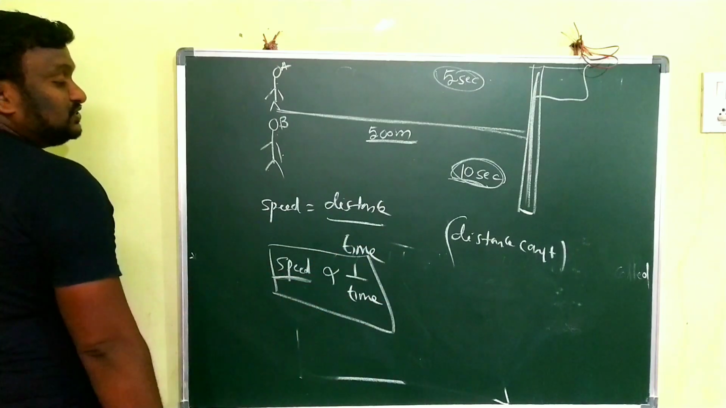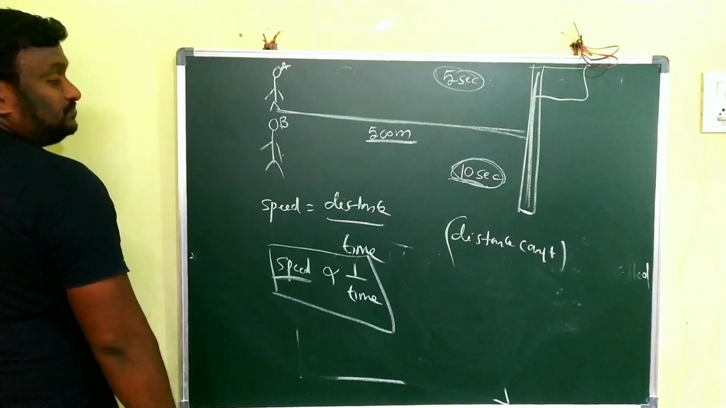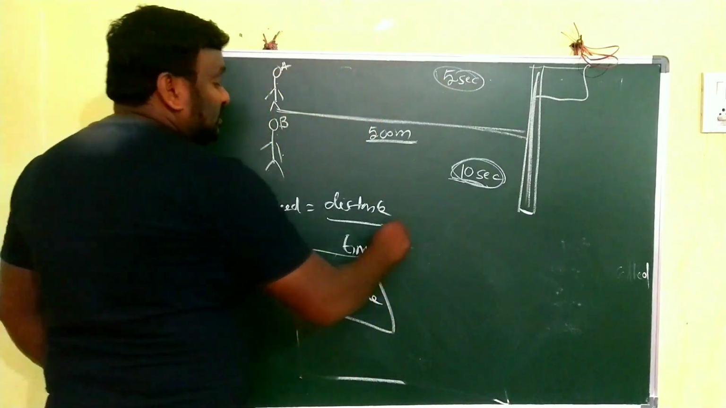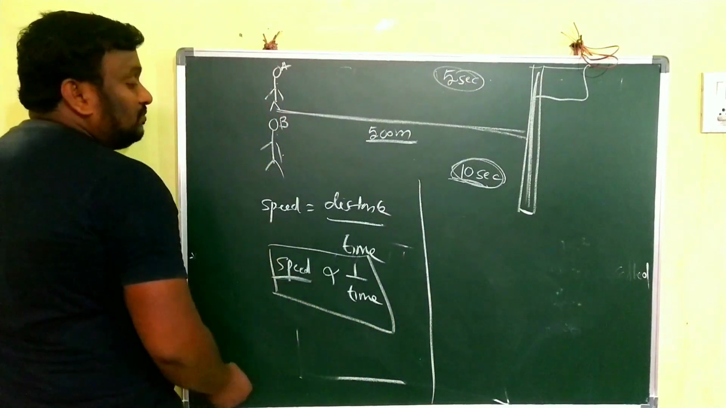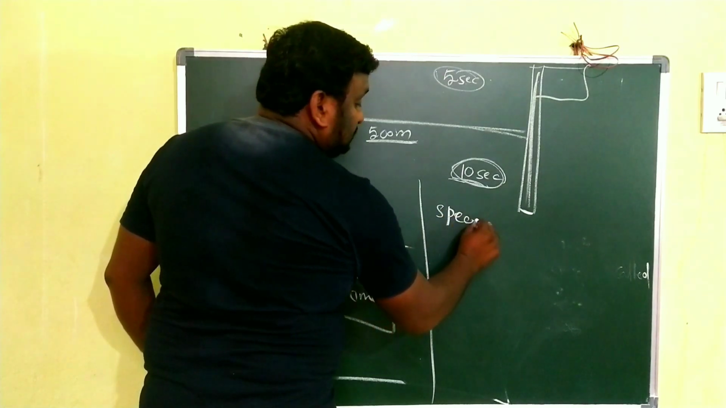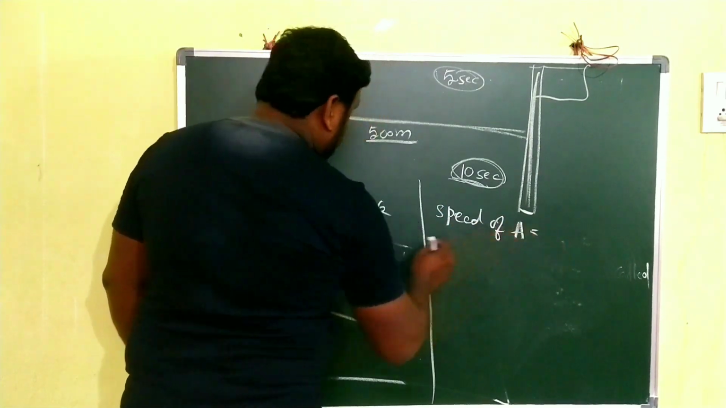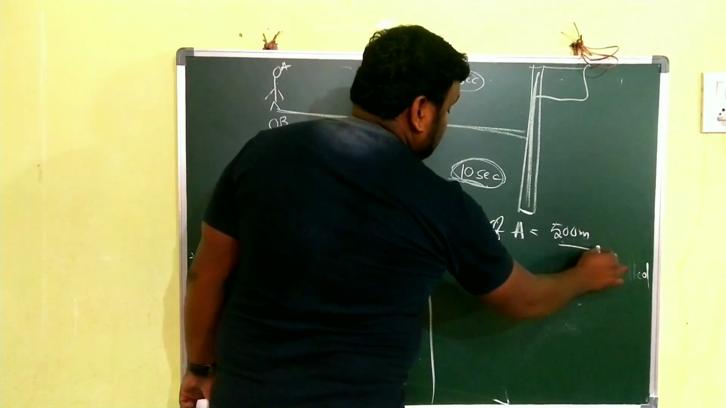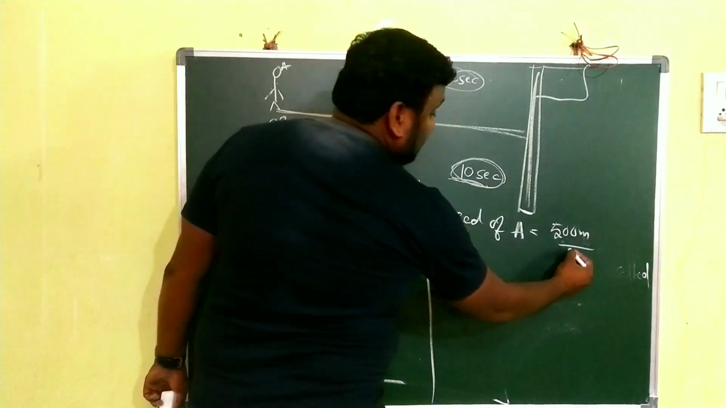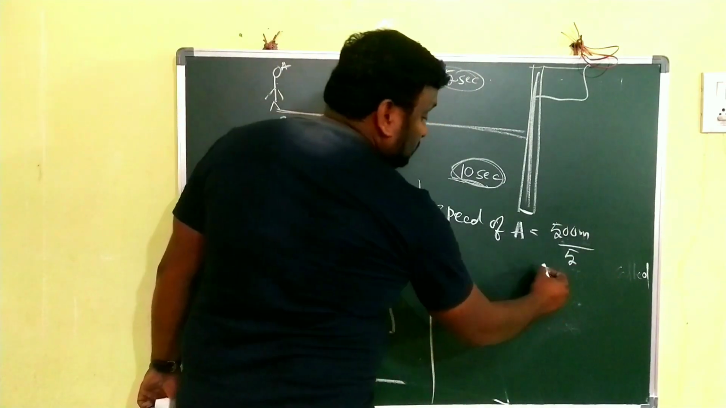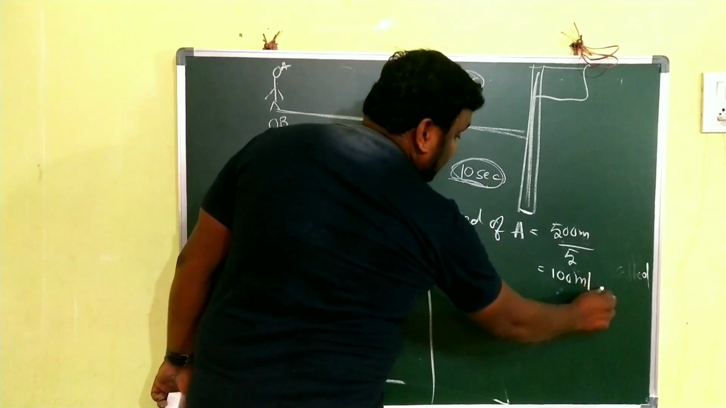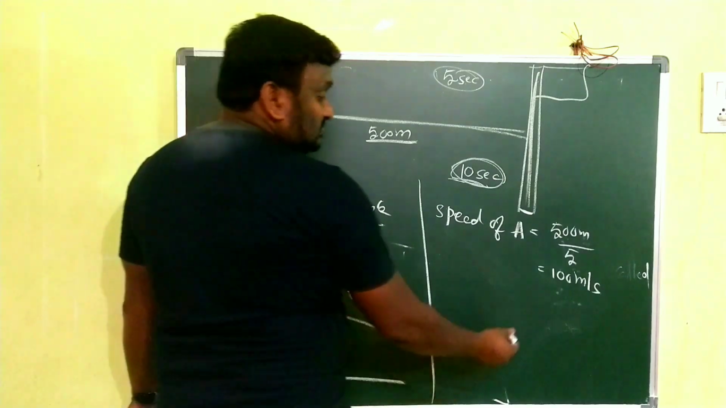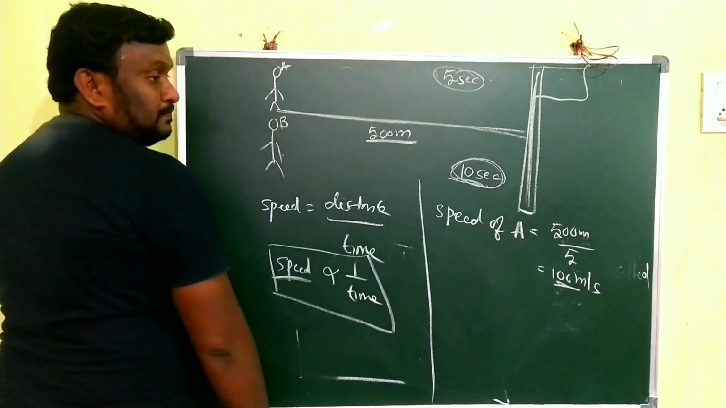So in this way you have to observe that. Now if you want to find out the speed of these two fellows, then you can go for the substitution of formula. Speed of person A is what? Distance by time. What is distance? 500 meters. By time is what? A's time taken is 5 seconds. That means 100 meter per second. That means boy A covered 100 meters in 1 second.